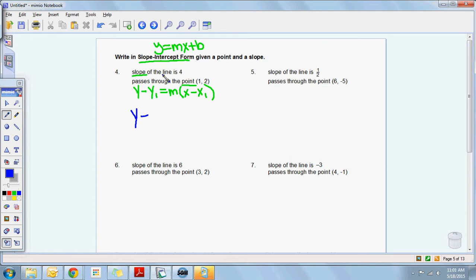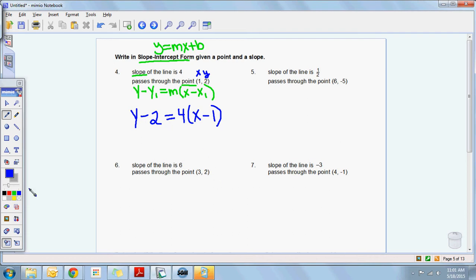I'm going to write the letter y, minus my y. What's my y? Well, remember a point always stands for x and y, so I'm going to take my y value. y minus 2 is equal to my slope. My slope is 4. x minus, what's my x? My x is 1. So I plugged all my information into point-slope form.